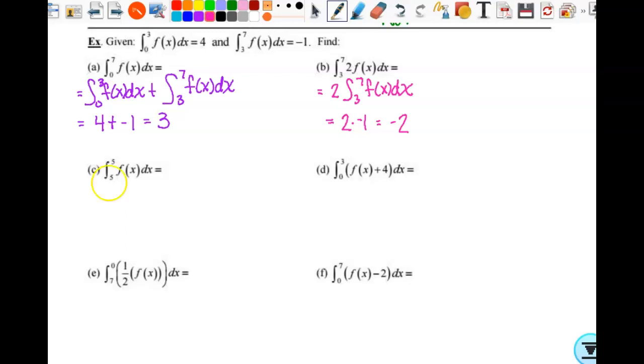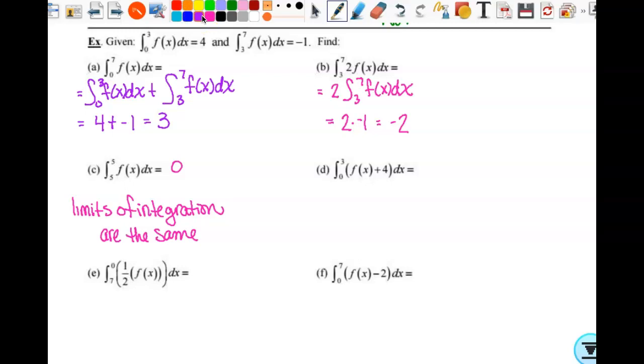We have the integral from 5 to 5 of f of x dx. What's that? 0. This is where the limits of integration are the same. Good? All right.